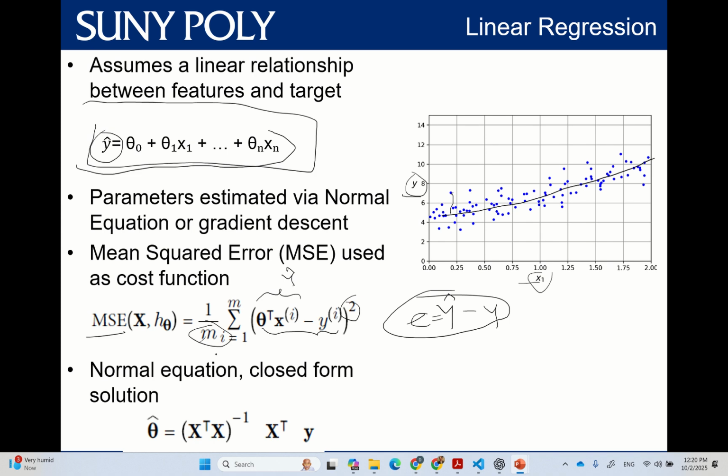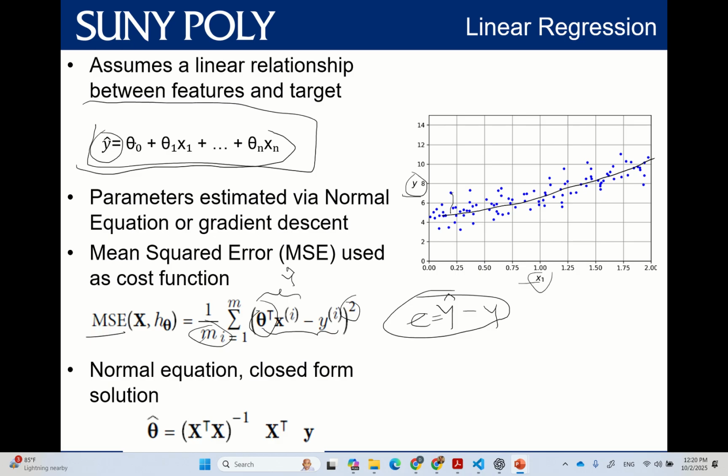m here is the number of observations, right? The number of values, like the number of points that we're visualizing here. So the mean square error is just our objective. We want to minimize the mean square error. So the whole purpose here is to compute these parameters, the parameters of my model.